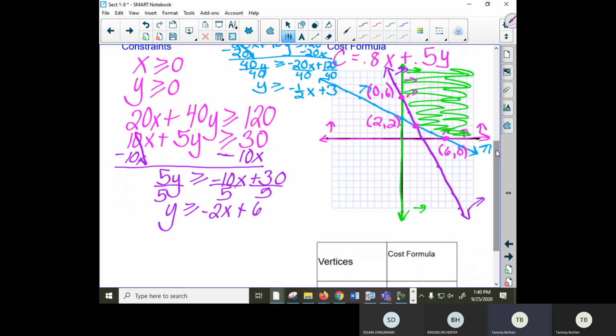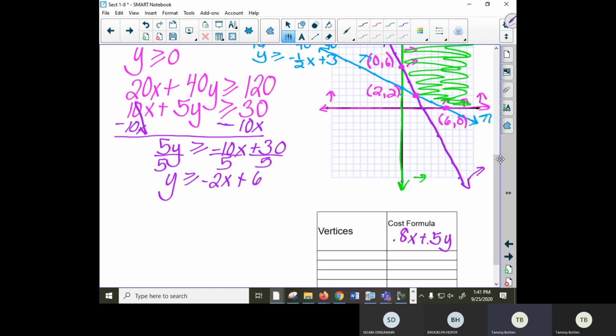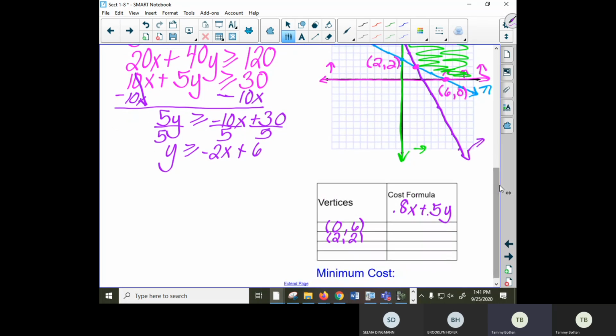Now, I can go down and copy my cost formula down here. 0.8x plus 0.5y, sorry. And our vertices are 0, 6, 2, 2, and 6, 0. So this one would be 0.8 times 0, which is just 0, plus 6 times 0.5, which I believe is just 3.